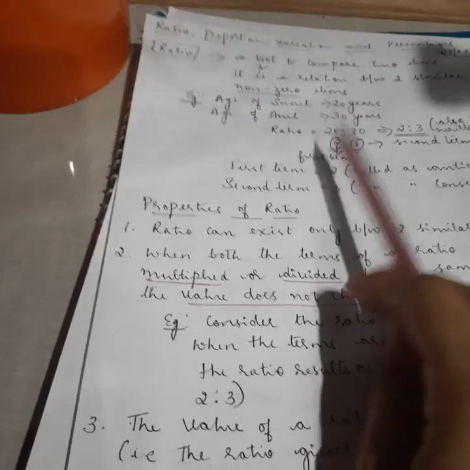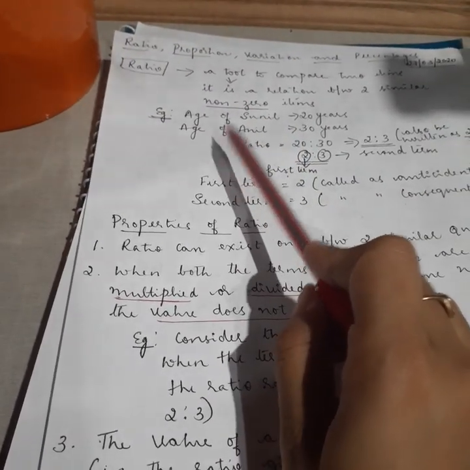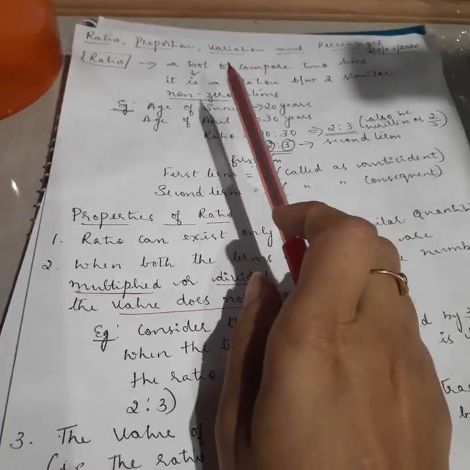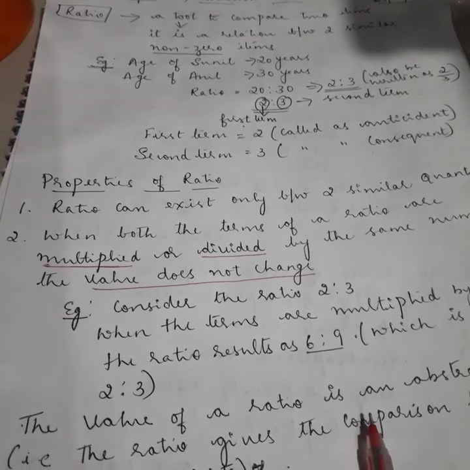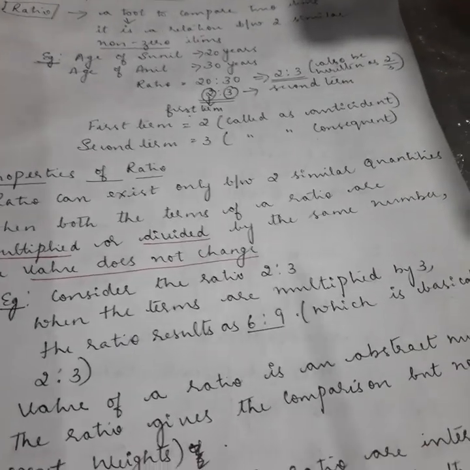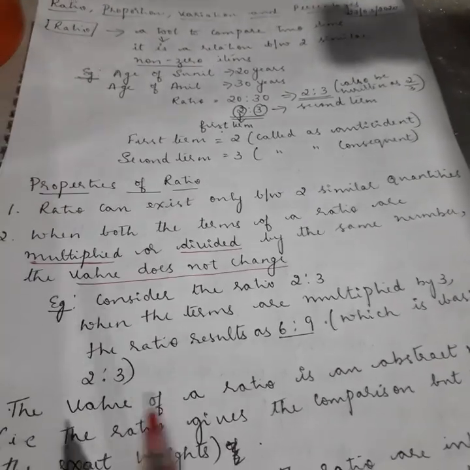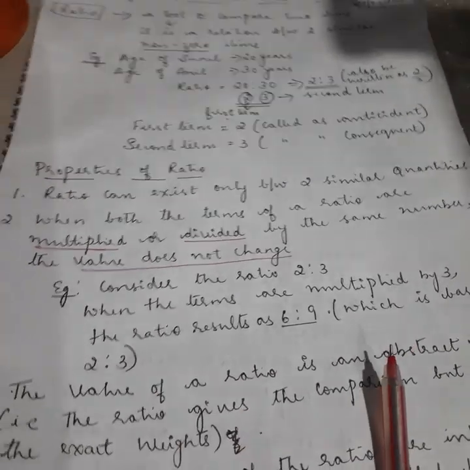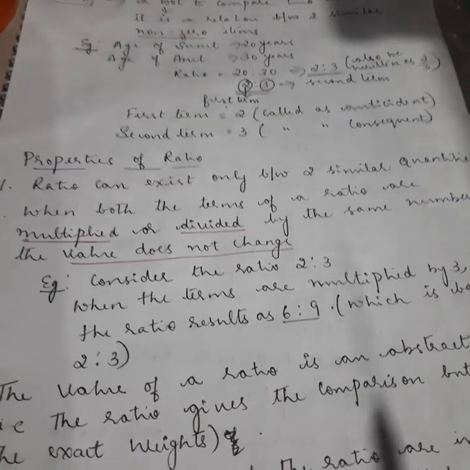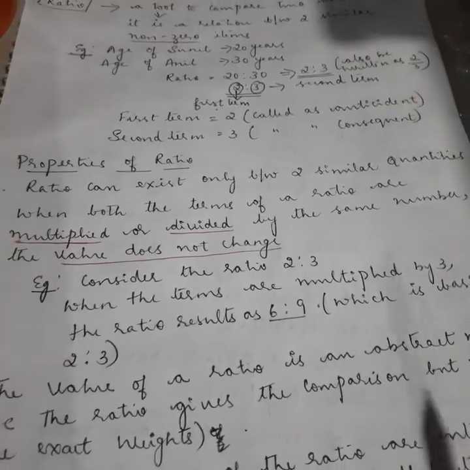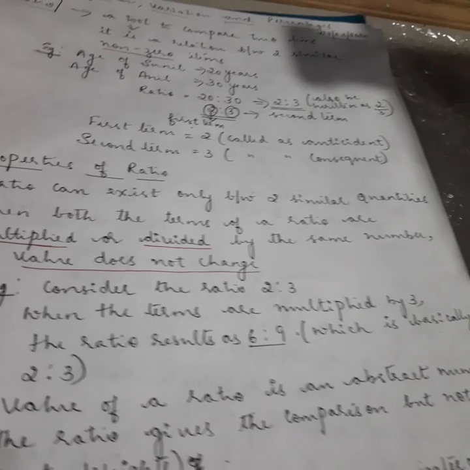In the meaning itself, I said we can compare two items which are of similar nature. That is, if you are comparing the age of one person, you have to compare it with age only. You cannot compare age with income, or height with weight. The height of a person should be compared with the height of another person. Weight of a person should be compared with weight itself. So ratio can exist only between two similar quantities.